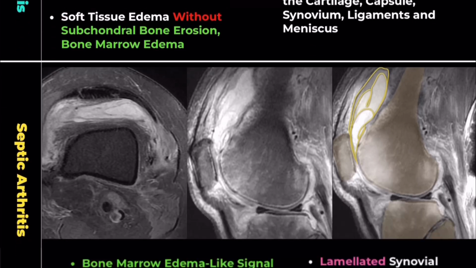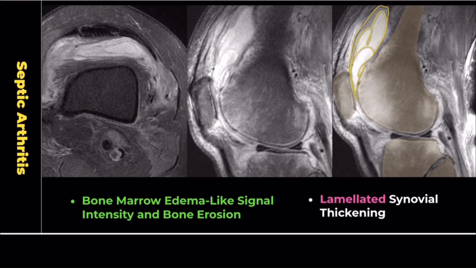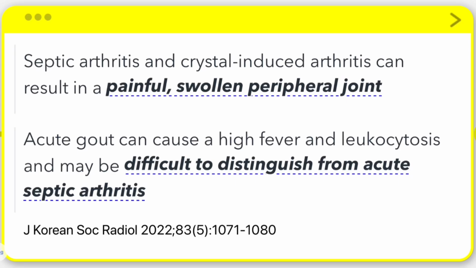The second case is septic arthritis. The imaging reveals bone marrow edema-like signal intensity and bone erosion, along with lamellated synovial thickening. While not observed in this case, soft tissue abscess formation was only seen in septic arthritis. Therefore, evaluating the presence of an abscess is crucial for differentiating between these two conditions.